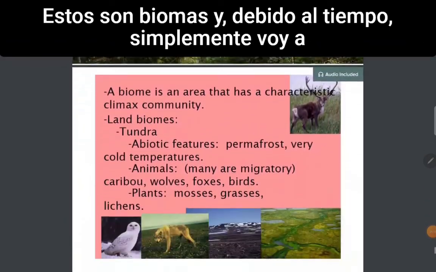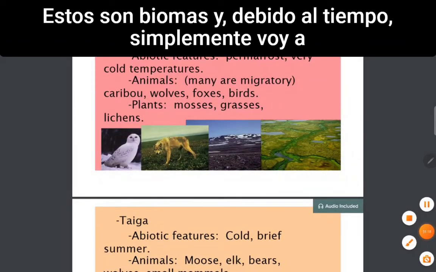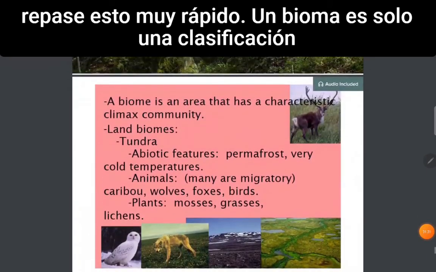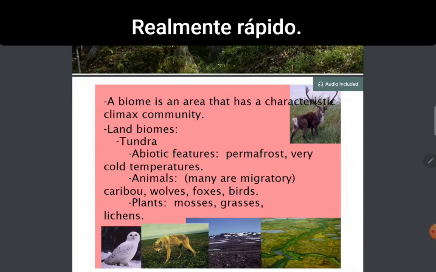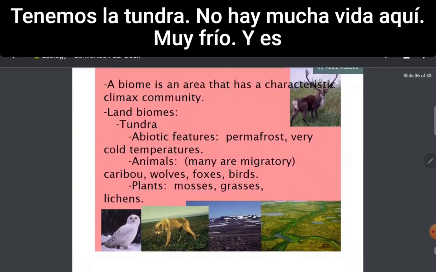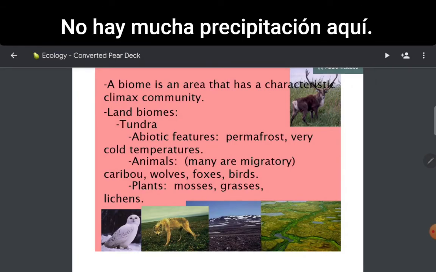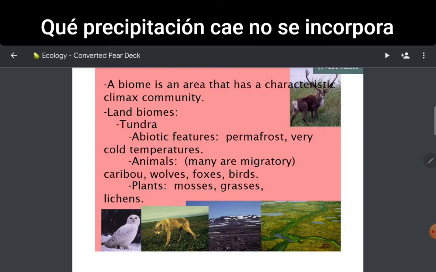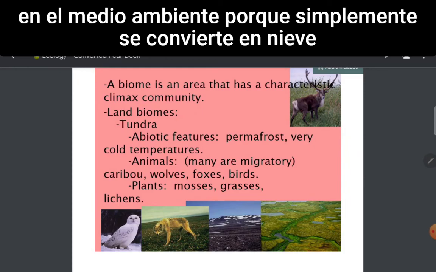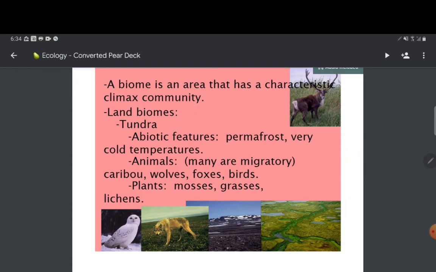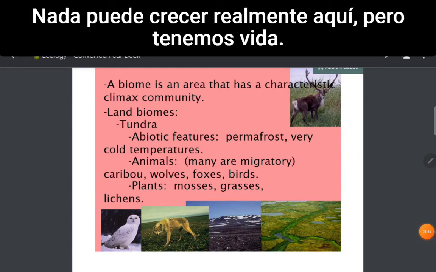All right, so these are biomes, and due to time, I'm just going to go over this really quickly. A biome is just a classification of an ecosystem. We have the tundra, not a lot of life here, too cold, and it is sort of like a desert. There's not a lot of precipitation here. What precipitation does fall does not get incorporated into the environment because it just becomes snow or ice. Nothing can really grow here.